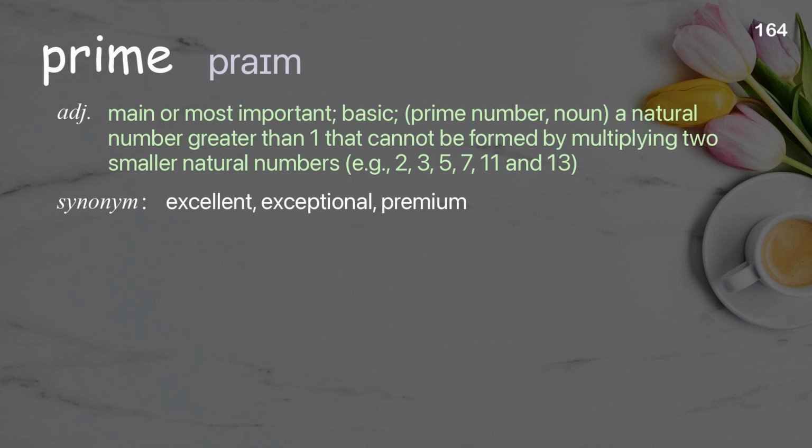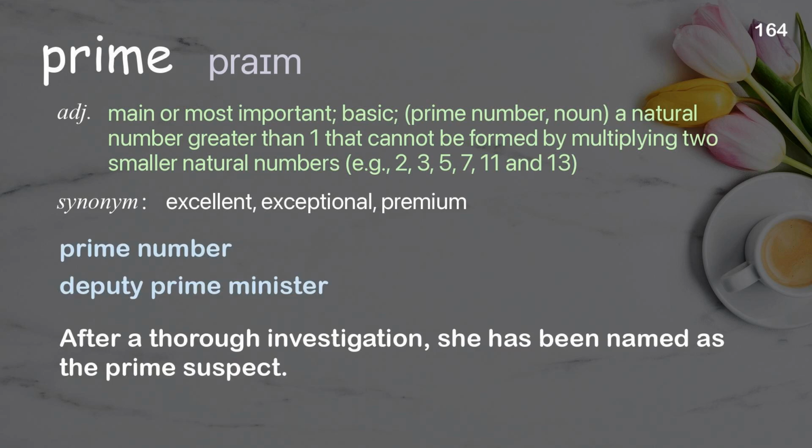Prime. Main or most important, basic. Prime number, noun: a natural number greater than one that cannot be formed by multiplying two smaller natural numbers, for example, 2, 3, 5, 7, 11, and 13. Examples. Prime number. Deputy Prime Minister. After a thorough investigation, she has been named as the prime suspect.